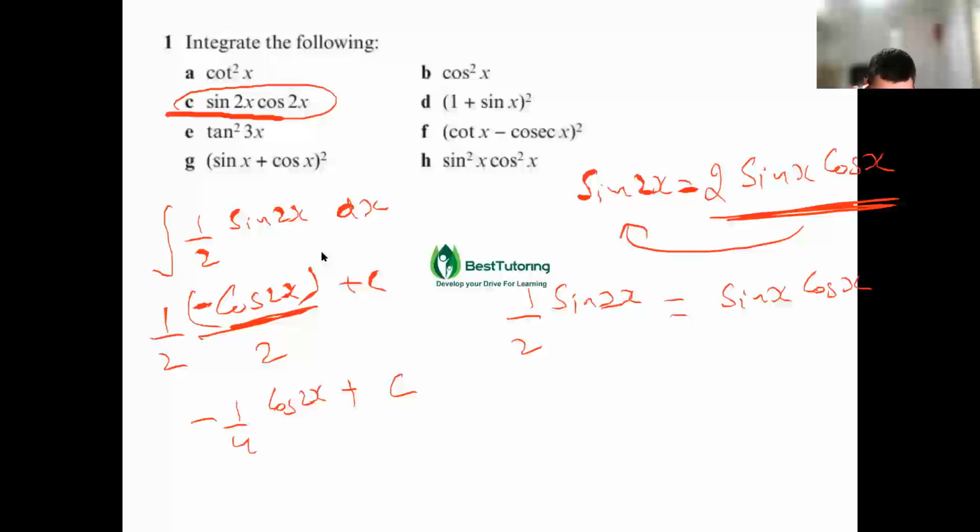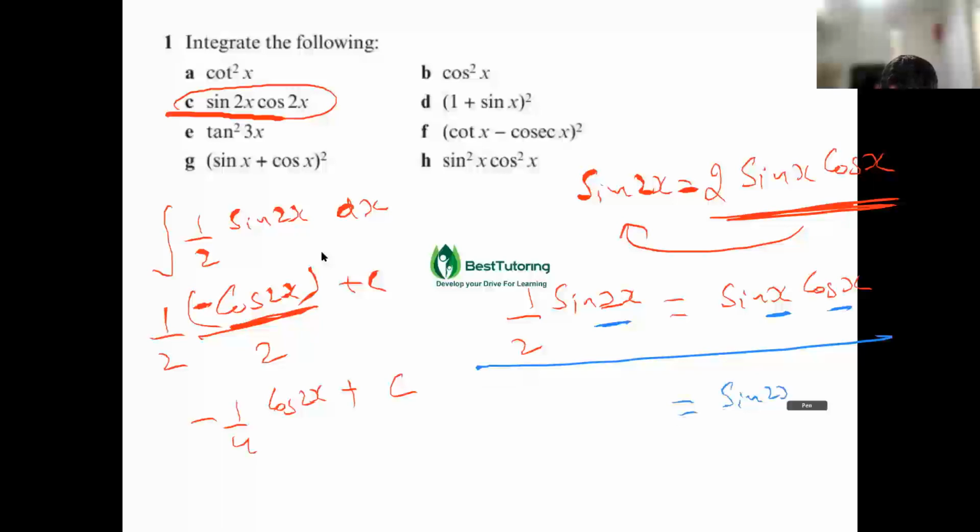No, this is going to be 4x, isn't it? We are doing this one. Yes, this is going to be 4x, guys. This is 1x, and 1x gave you 2x. We need 2x here, so this is going to be sine 2x cos 2x, which is 1/2 sine 4x.